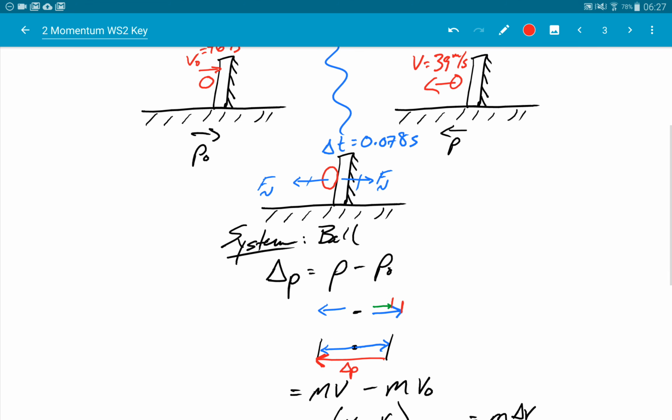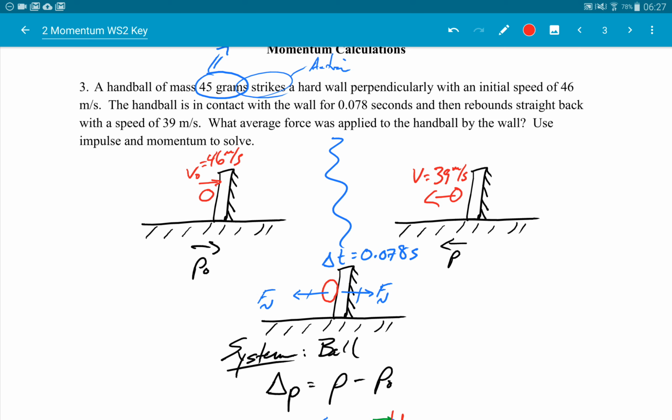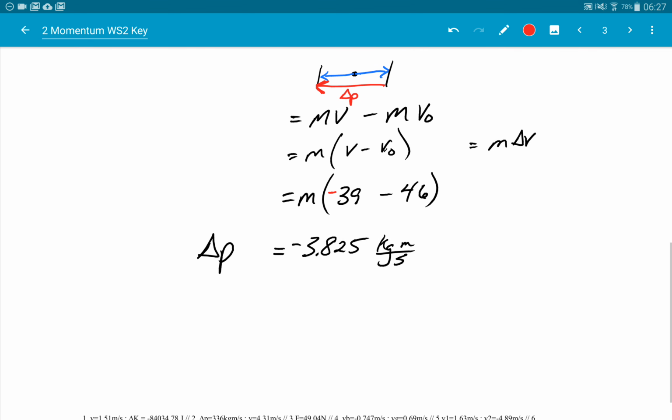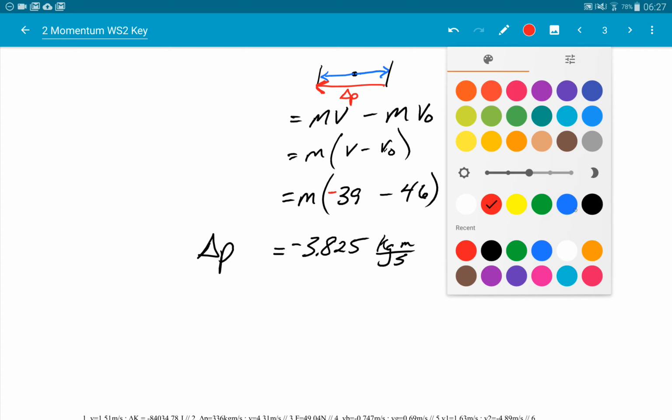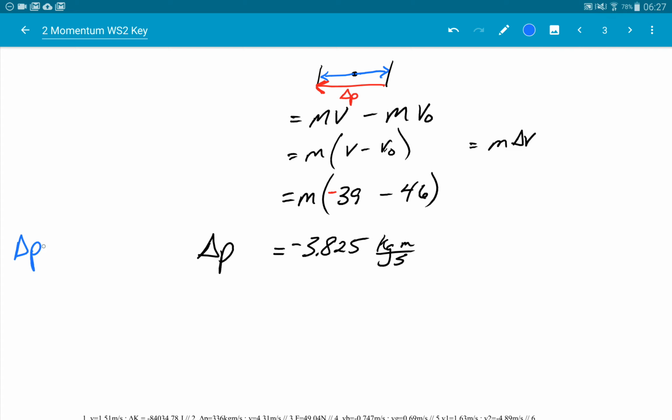All right, so what are we trying to find here? We're trying to find what average force was applied to the handball. Well, we found some change in momentum, and then I go back to my notes and recognize that the change of momentum is also equal to the force that's applied over some time. So now I can plug that in: some force is going to be applied on the ball by the wall, and it'll take some time that force will be applied over, and that's going to be equal to my negative 3.825 kilograms meters per second.